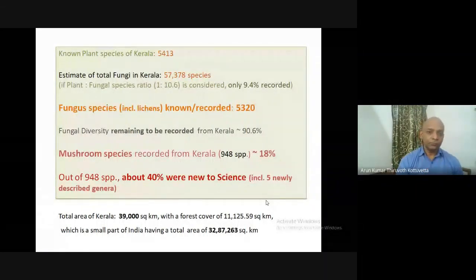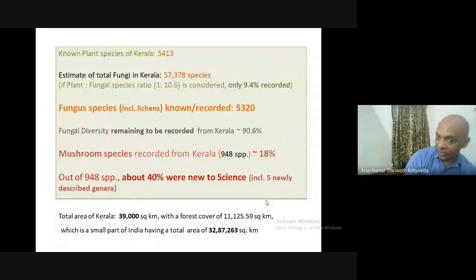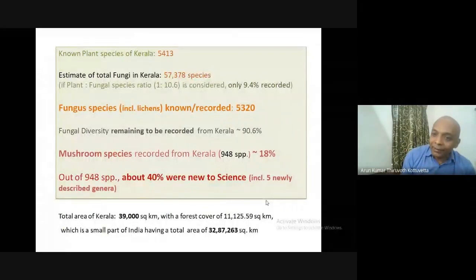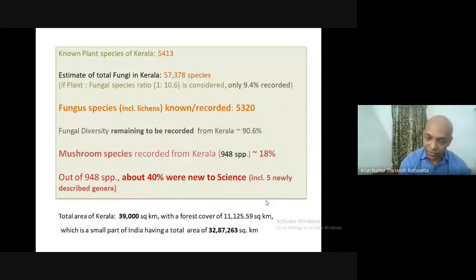320. The mushroom species that have been recorded from Kerala are about 18% of the recorded fungal species. And out of the 948 species of mushrooms that have been recorded, about 40% of them were new to science. So you have to just see how much novelty there exists in terms of species in a small geographic area or a state called Kerala. We had reports of 5 newly described genera. So 5 new genera have been described and published from Kerala alone, and almost 40% of the fungi being reported from Kerala are new to science.